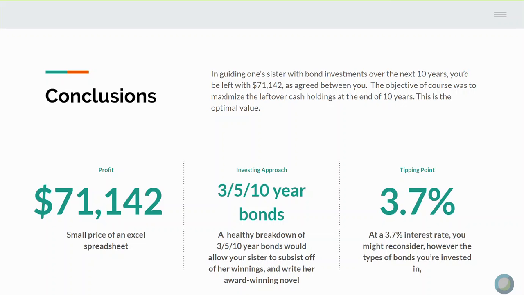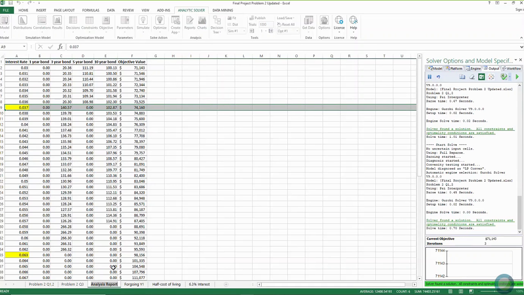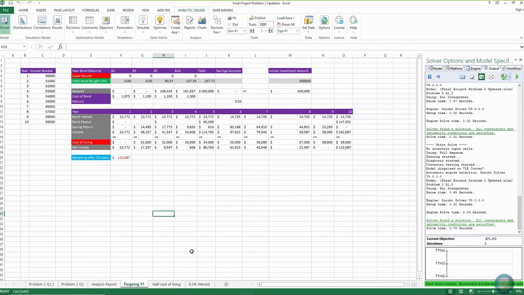Now, if we took it a step further, we decided to explore some what-if scenarios. So beyond the constraints, we're looking at the scenario of perhaps foregoing that first year of cost of living. People often jump into a lottery winning, and they don't stop to think how to invest appropriately. So if she forgoes, let's say, the first year of her winnings, she'd have an additional $50,000 in her pocket.